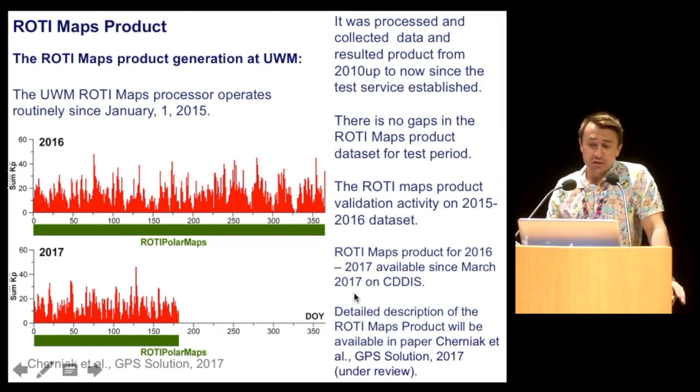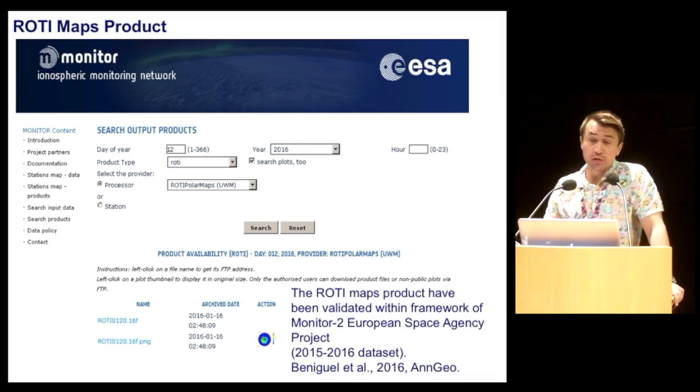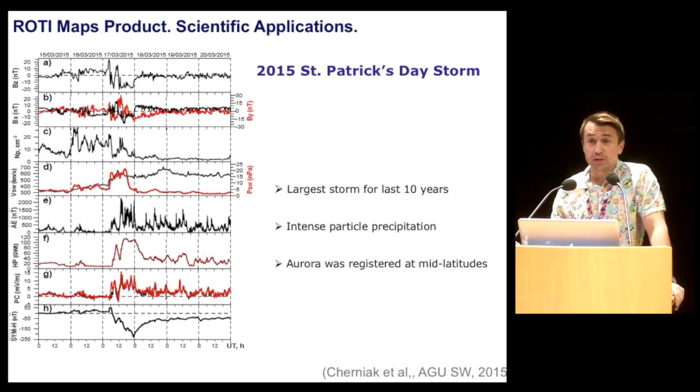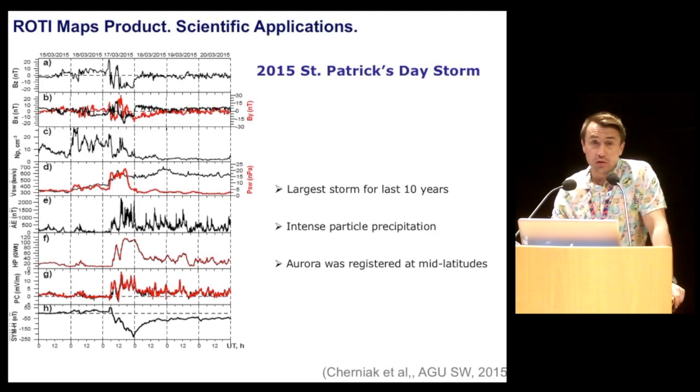And of course, it's very difficult to present all features of the product in a short presentation, but a detailed description will be published in the near future in the GPS Solutions journal. This product was validated within the framework of the ESA Monitor 2 project. I would like to present some results based on this mapping approach, showing how effectively the ROTI mapping technique can be used to study ionospheric irregularities and their impact on different systems and on monitoring ionospheric conditions.